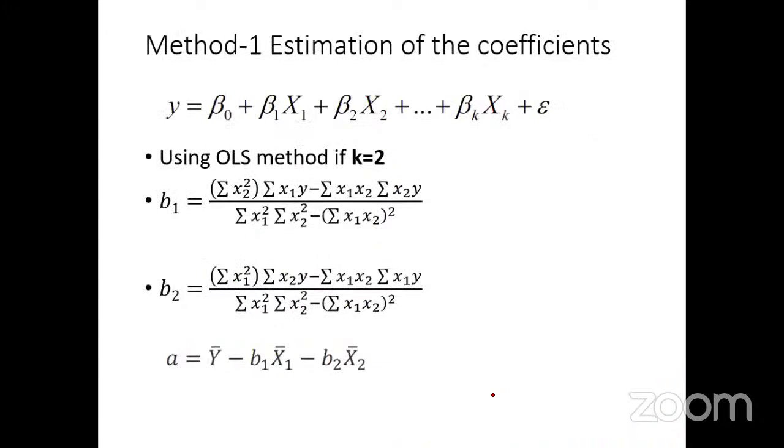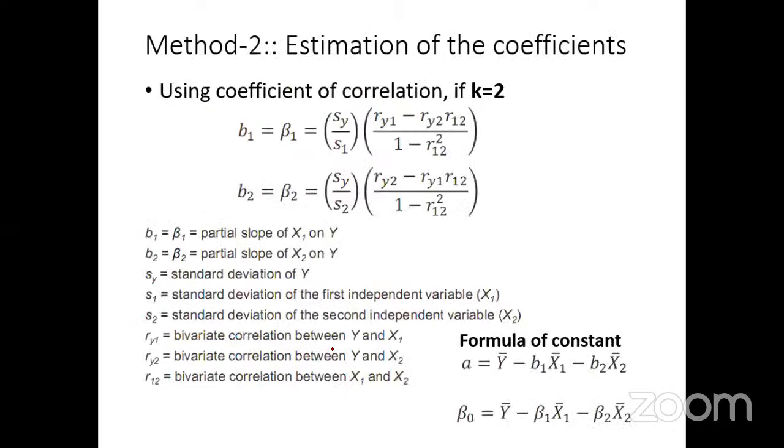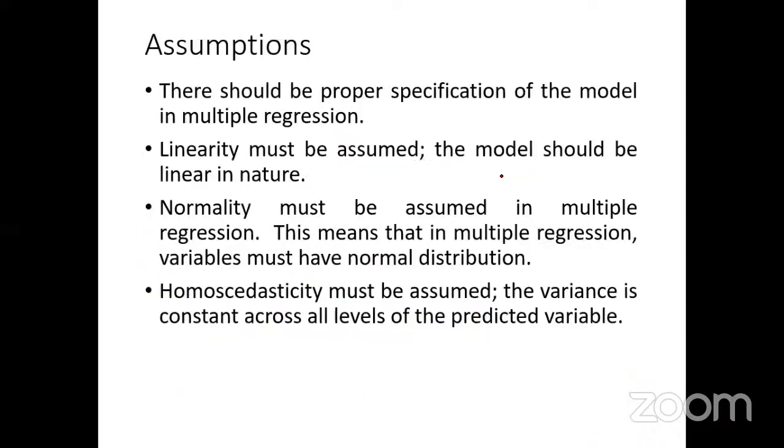If you are talking about only two variables simultaneously in the multiple regression analysis, we can use this direct formula for calculating beta 1 and beta 2, that is the coefficients of regression, and the intercept, that is beta 0 or a, with the help of those formulas. In terms of the correlation coefficient, we can also estimate the values of beta 1 and beta 2 with the help of this formula. So keep this formula in mind while estimating the parameters and intercept in multiple regression.